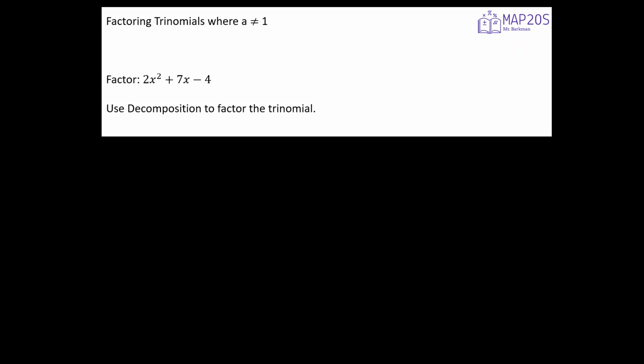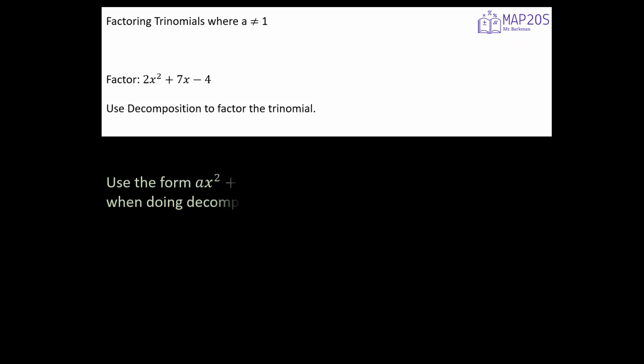If you want to take a look at logical reasoning, I do have another video that you can look at using logical reasoning in order to solve that as well. If you're in my class, we'll talk about that in another class, not this one right now. So let's start off with using decomposition in order to factor a trinomial.